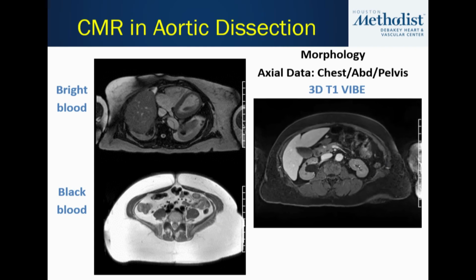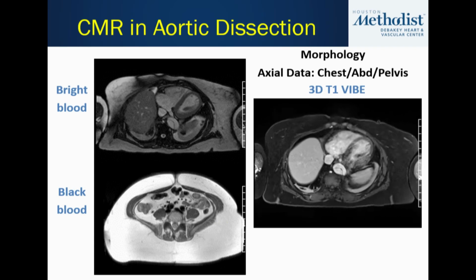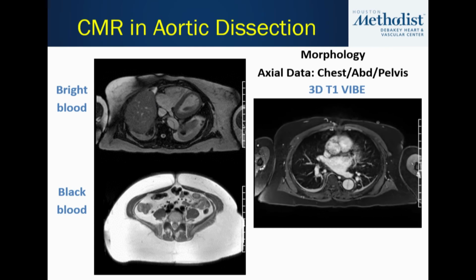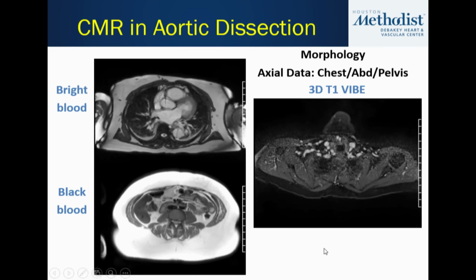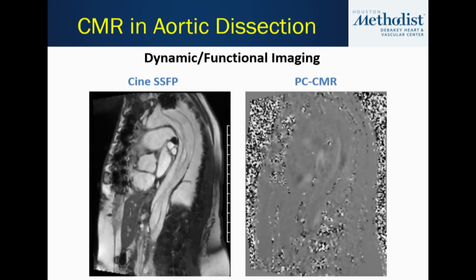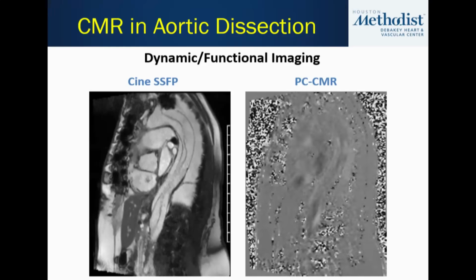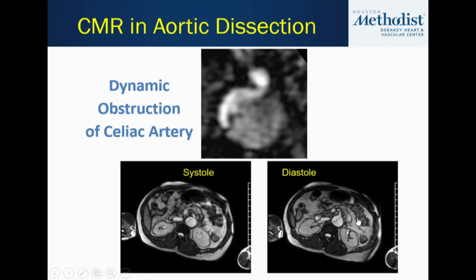CMR is a very powerful technique. We have many different ways to look at morphology, both without contrast and with contrast. Bright blood and black blood techniques demonstrate morphology. CMR's strength is, of course, dynamic functional imaging. Here's an example of a very mobile dissection flap, and then we can use phase contrast CMR to demonstrate flow in both the true and false lumen and to actually measure it.